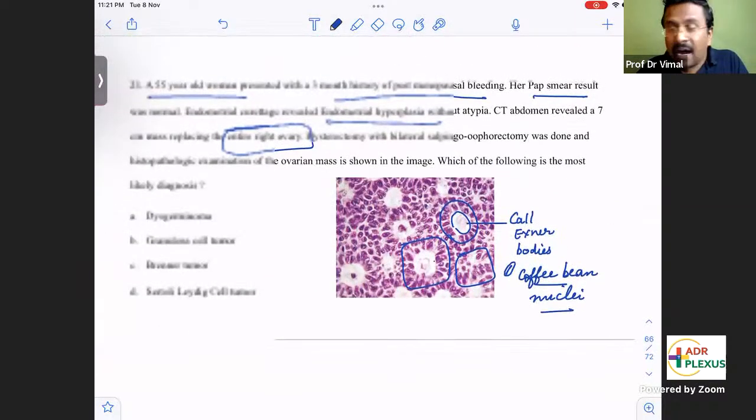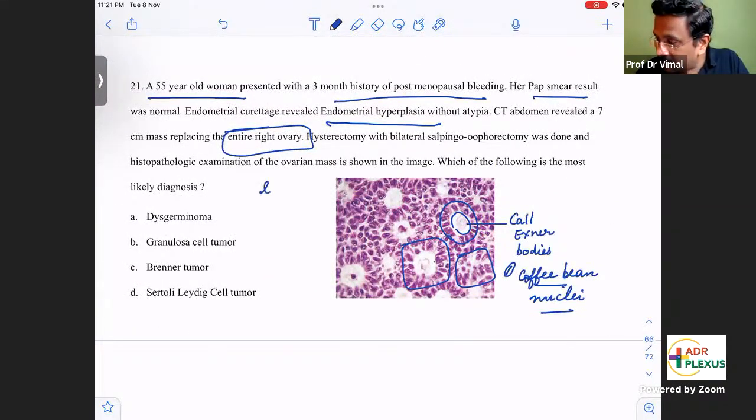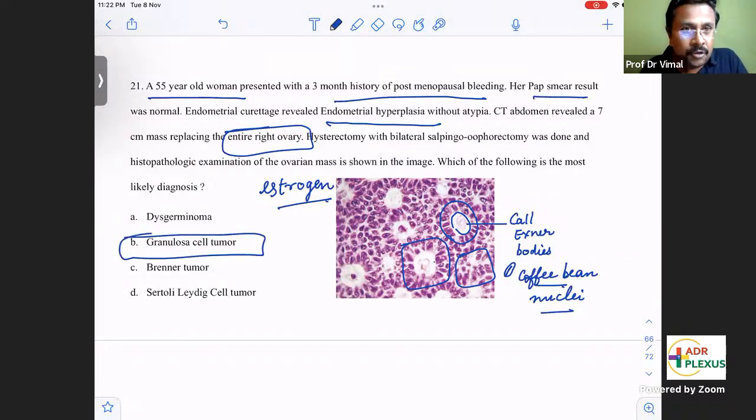But here, it is a hormone producing tumor. That is, it is producing estrogen. So with this estrogen hormone producing tumor and its manifestation, and the Call-Exner bodies, we are making a diagnosis of granulosa cell tumor. Okay. So please remember granulosa cell tumor.